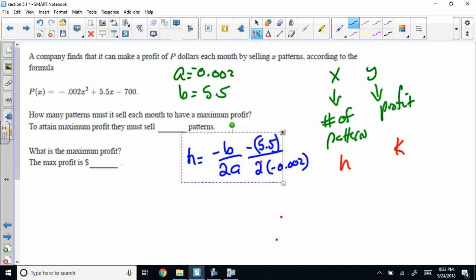So I don't know what that is. So that's negative 5.5 divided by 2 times negative 0.002. Ooh wee. I got an H value of 1,375.